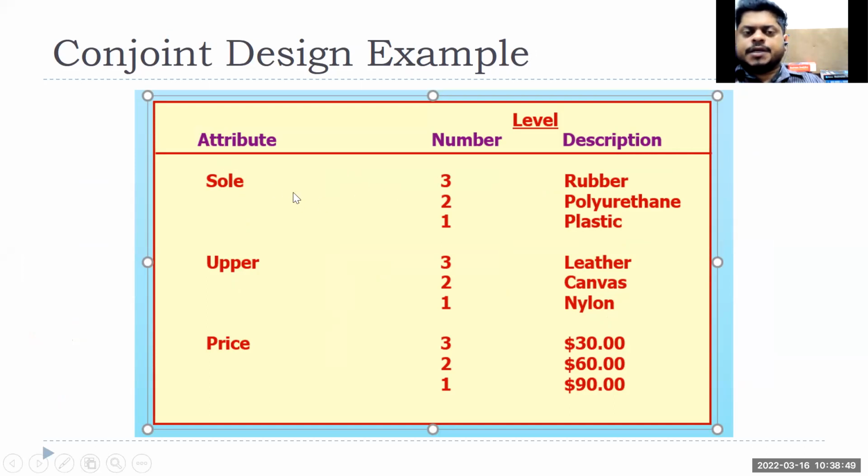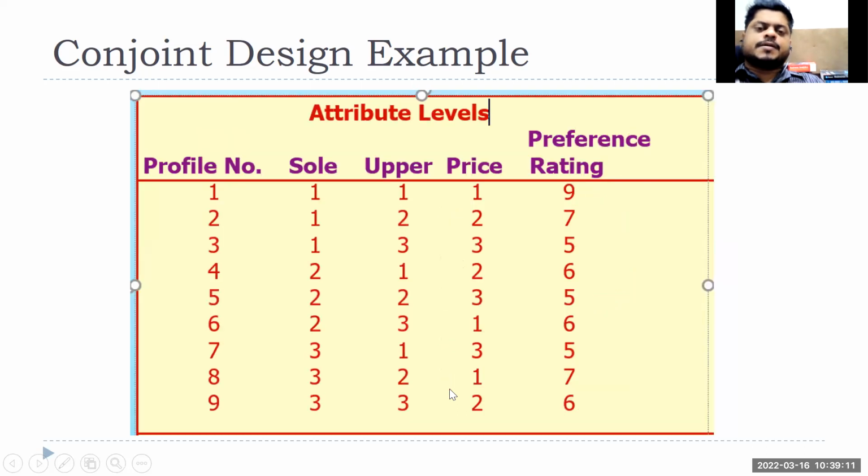So the attributes are: the sole has three labels, rubber, polyurethane, plastic. Then the upper part of the shoe can be leather, canvas, or nylon. Then there are three price points: $30, $60, $90. So if you see how many product choices they have, 3 multiplied by 3 multiplied by 3, 27 product choices, right? Out of those 27 product choices, the software had chosen 9 profiles, right?